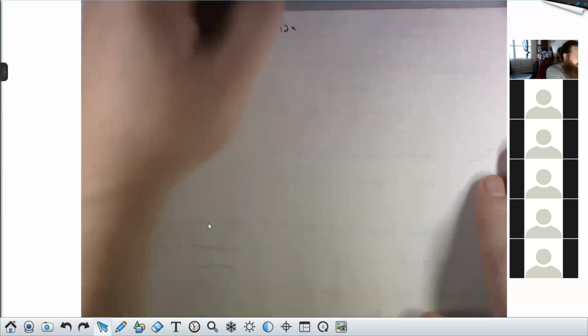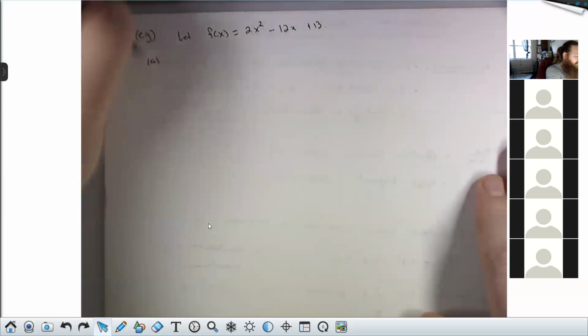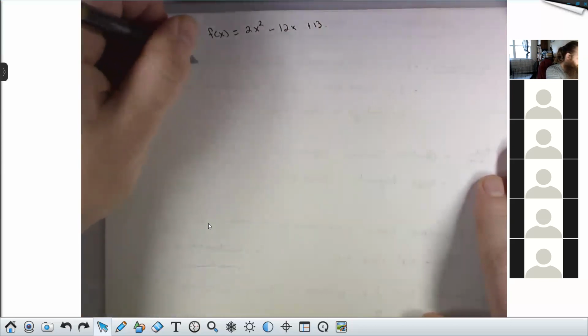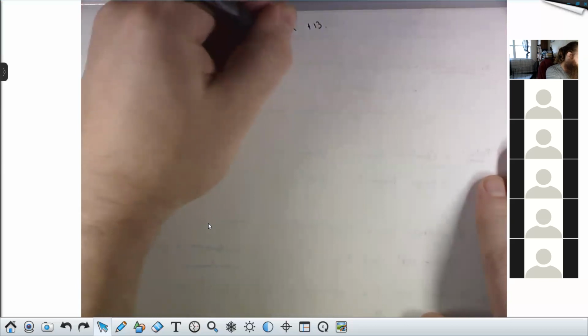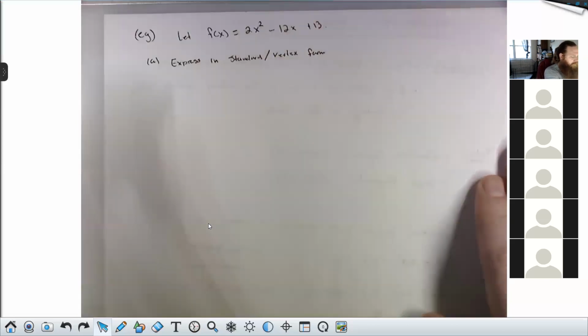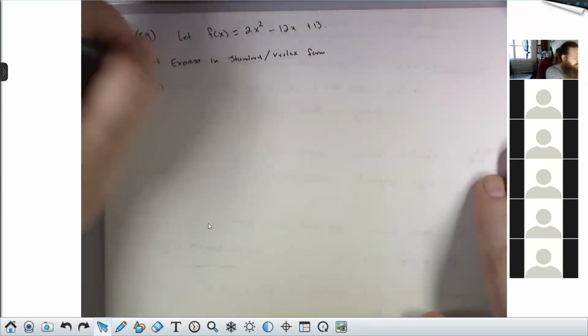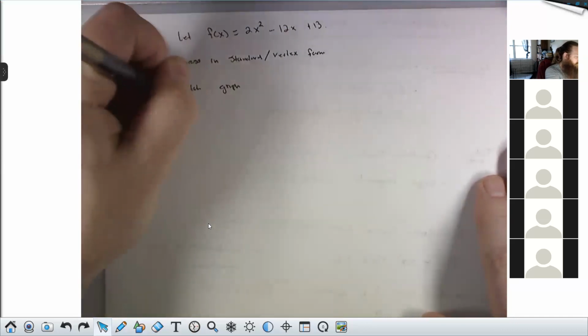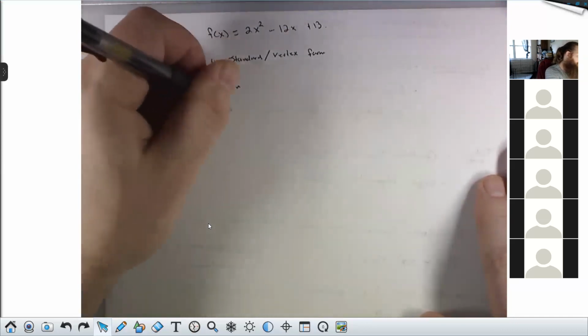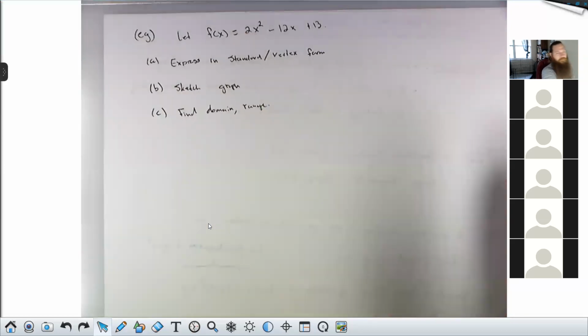All right. I think the best way to do this is just to show you examples. So what we're going to do is let f of x be 2x squared minus 12x plus 13. And we're going to do a few things. First, we're going to put this in standard form, aka vertex form. We're going to find the vertex, sketch the graph. And we're going to find domain and range.